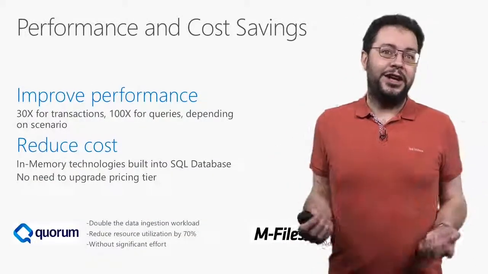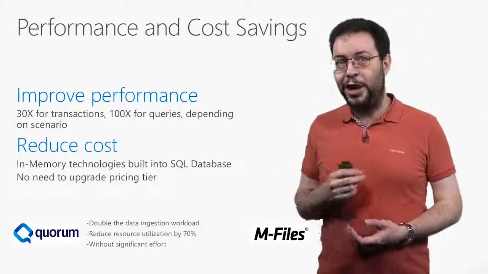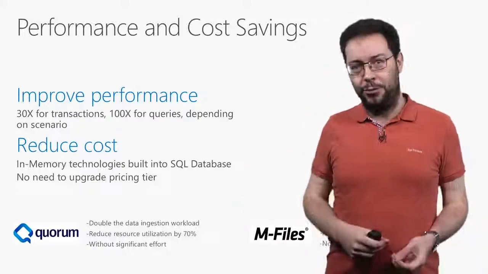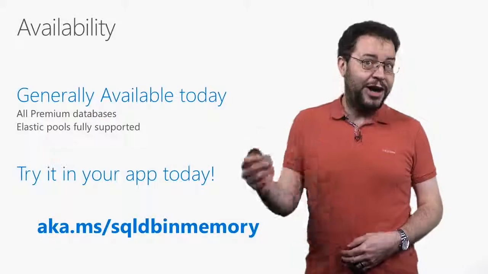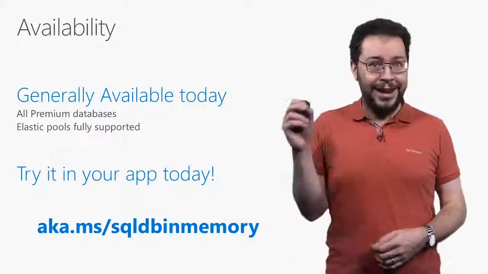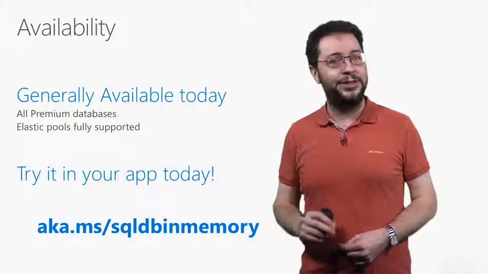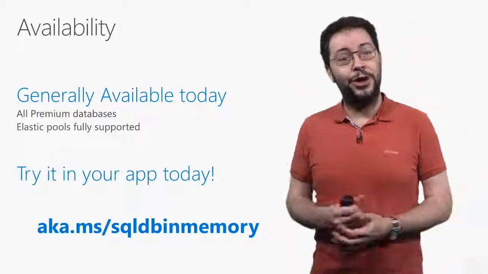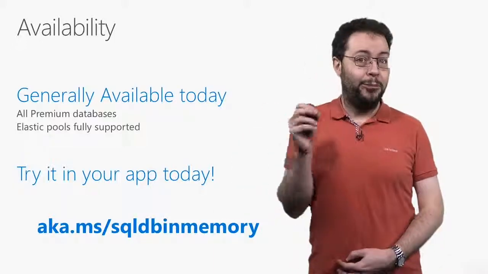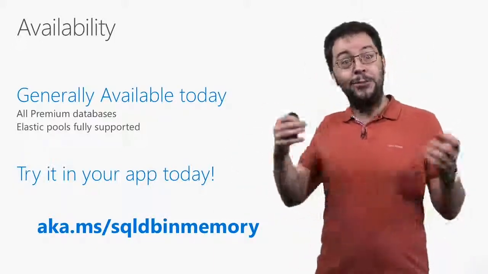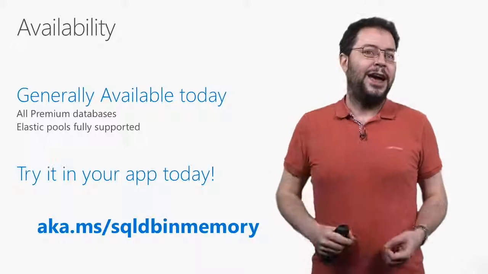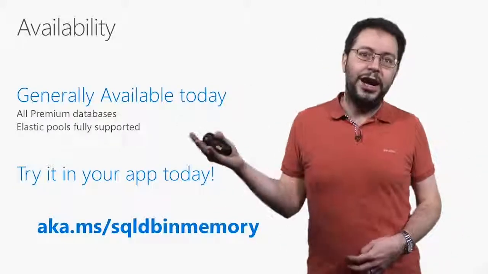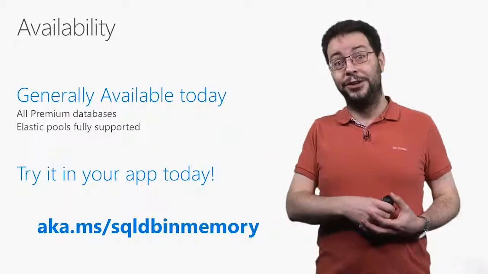So these technologies give two main benefits. Number one, of course, improving performance. You can get much higher transaction throughput, much faster analytics queries, much faster insights into your real-time business. And also, you reduce cost. Why do you reduce cost? Well, these technologies are all built into SQL database. They come with all your premium databases, and there is no need to upgrade the pricing tier, no need to pay any additional add-on costs.